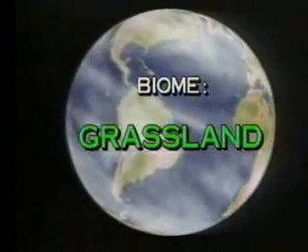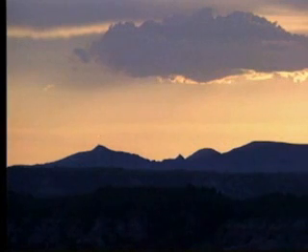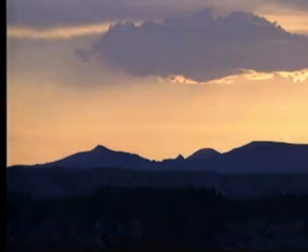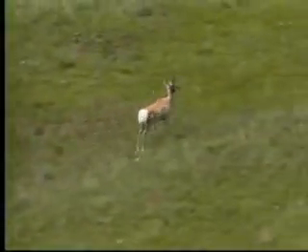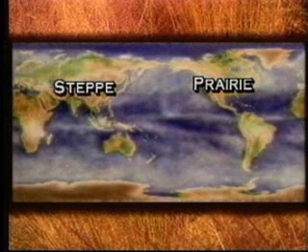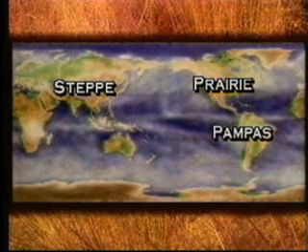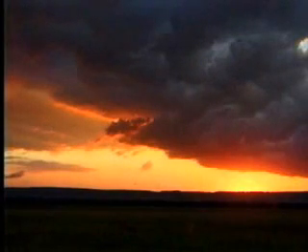Grasslands. The temperate grassland area, where precipitation is too sparse to support tree growth but does not fall below 10 inches or 25 centimeters per year, is called the grassland biome. This area is also known as prairie in North America, steppe in Russia and Asia, pampas in South America, and veldt in South Africa. It is believed that grasslands may have covered nearly half of the world at one time.